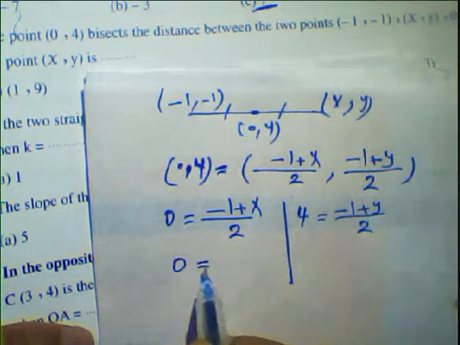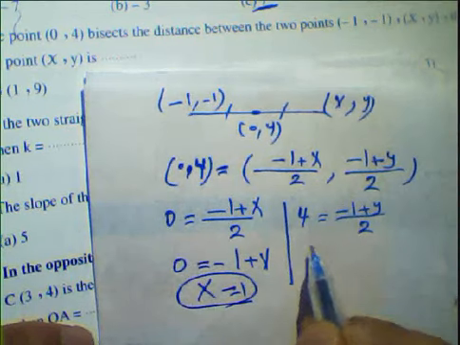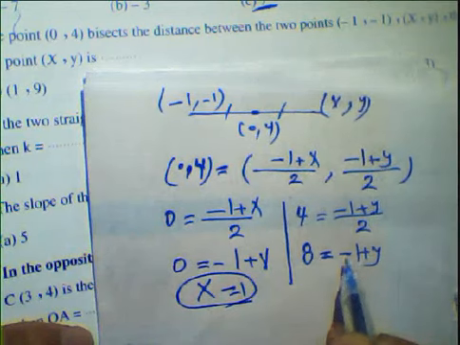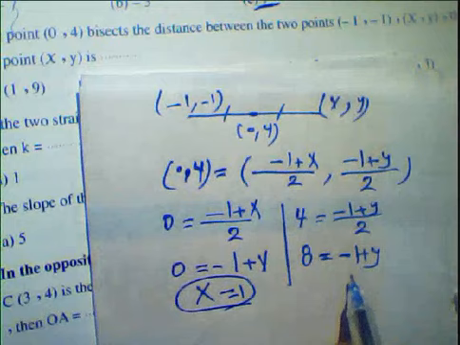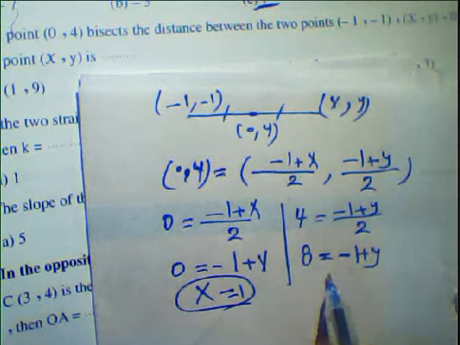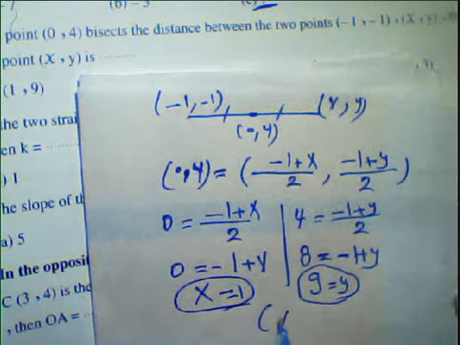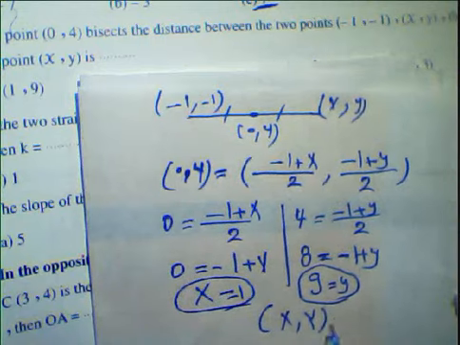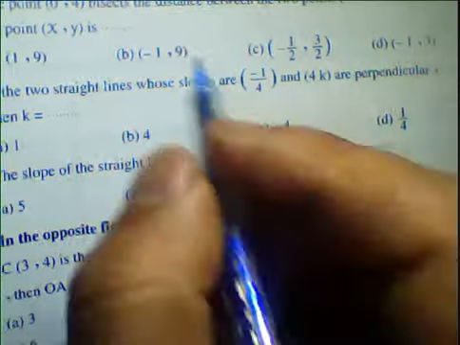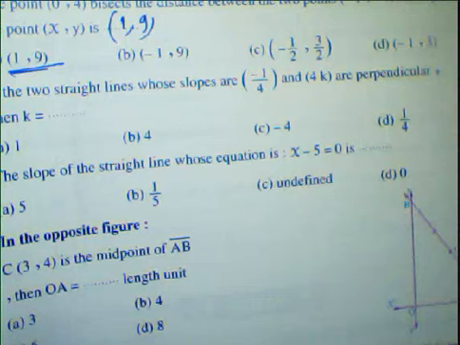2 times 0 equals 0, so 0 equals -1 + x, then x equals 1. And here, 2 times 4 equals 8, so 8 equals -1 + y. Move -1 from the right-hand side to the left-hand side and change the sign, so it becomes positive. 8 + 1 equals 9, then y equals 9. So (x, y) will be (1, 9). We must choose number 1.